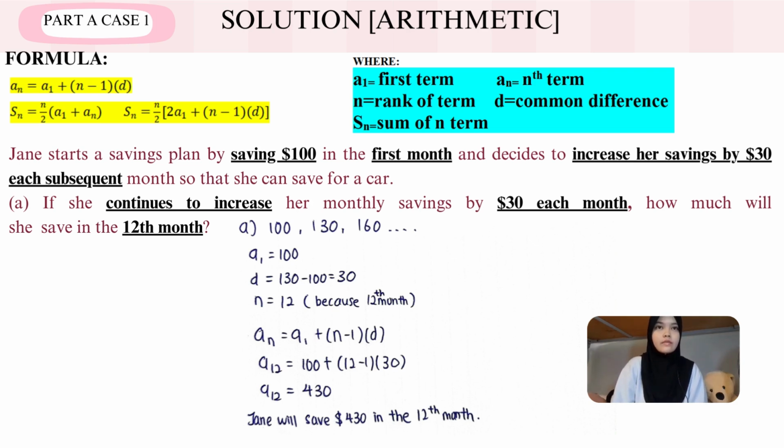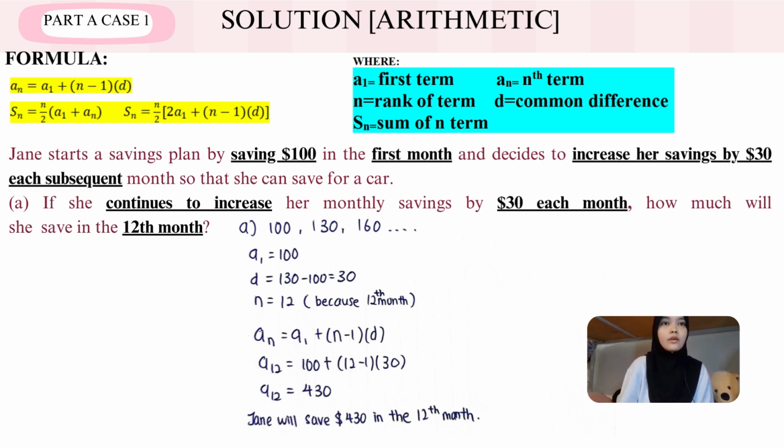Jane starts a saving plan by saving $100 in the first month and decides to increase her saving by $30 each subsequent month so that she can save for a car. We know that the question states that she saved $100 in the first month and then she adds $30 each month. This means that for the second month, she saved 100 plus 30, which is $130.